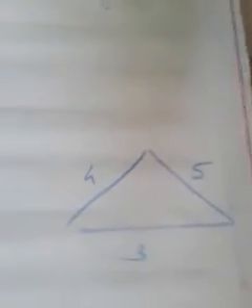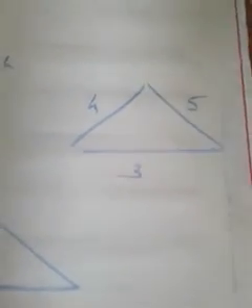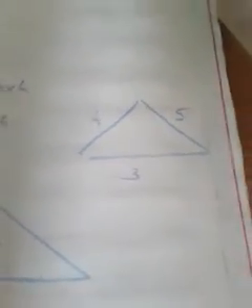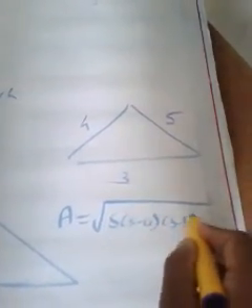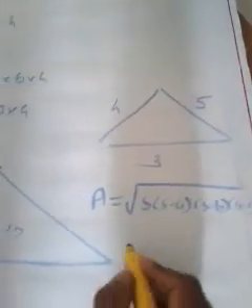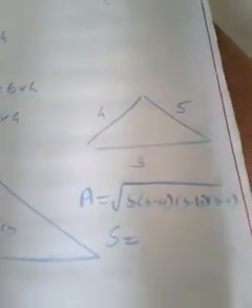And Heron's formula says that area is equal to square root of s into s minus a into s minus b into s minus c, and s is nothing but the semi-perimeter. The area formula is square root of s into s minus a into s minus b into s minus c, and s is nothing but semi-perimeter. How will we get the value of s here?